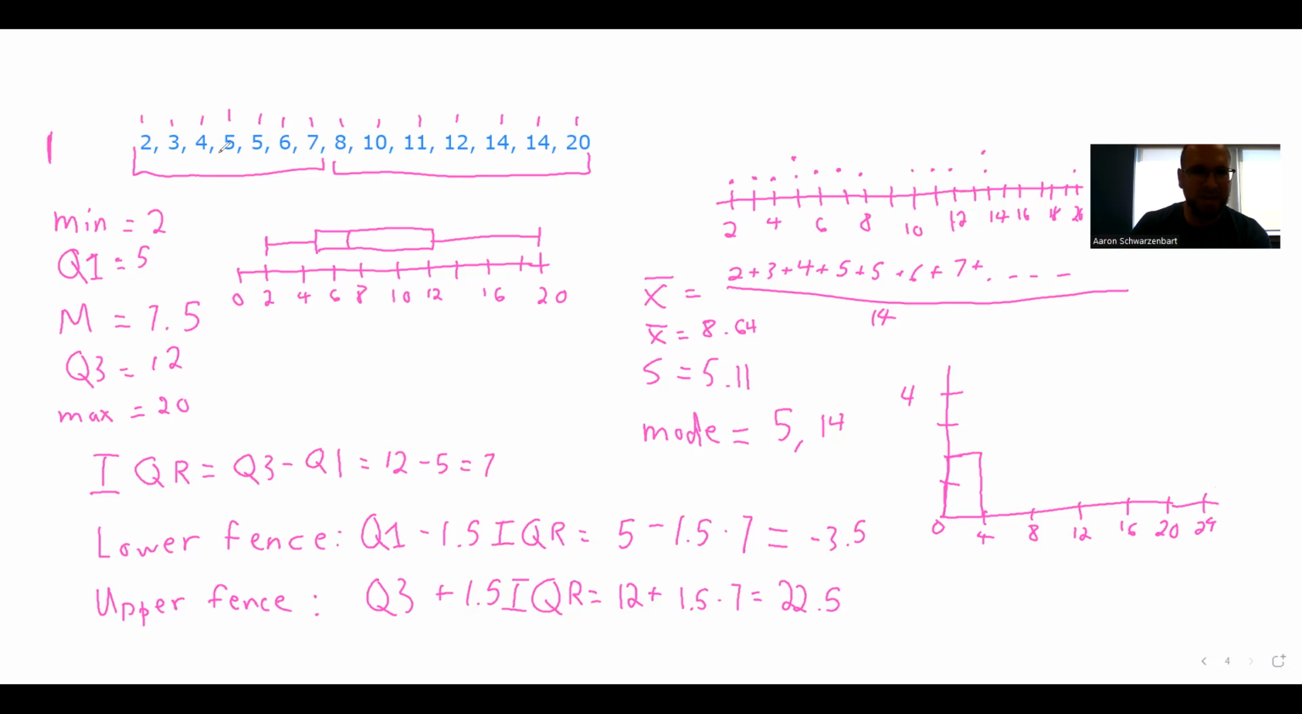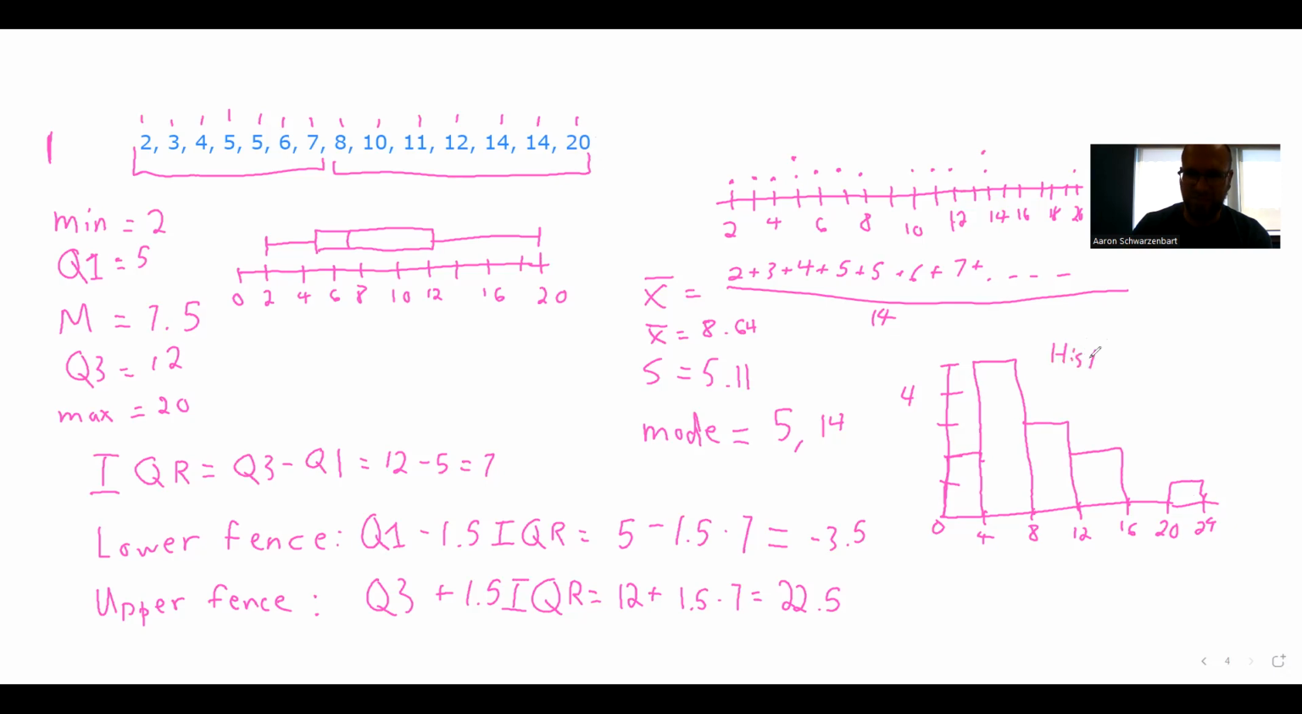From 4 to 8, I've got 1, 2, 3, 4, 5 numbers. So my histogram, again, I don't include 8 on this. I get 5. From 8 to 12, not including 12, I've got 3. From 12 to 16, I've got 2. 16 to 20, I don't have any, and I have 1 from 20, including 20, to 24. Okay. Again, my number is only included on the upper side of these. And this is my histogram.